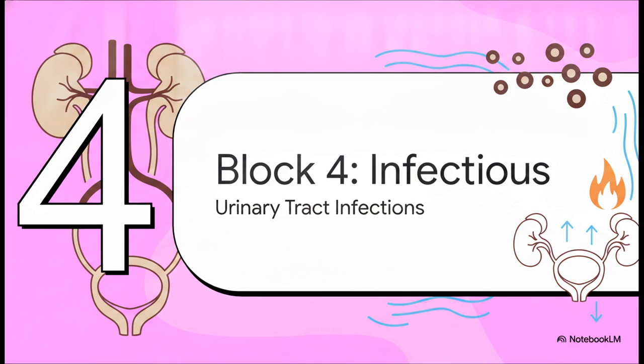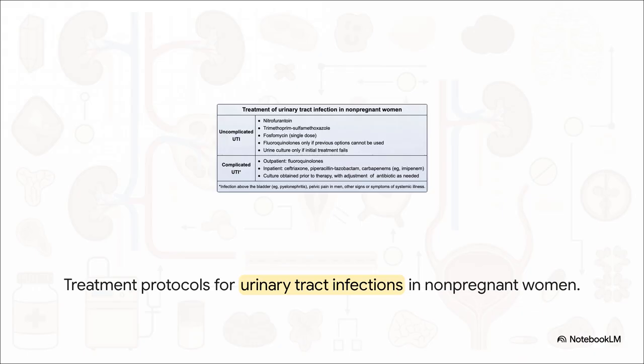Finally, Block 4, infectious. We're going to break down how to differentiate uncomplicated cystitis from complicated urinary tract infections and pyelonephritis. So cystitis is your classic lower tract infection. It presents with dysuria, urgency, frequency, and suprapubic pain, but critically, there's no systemic illness. These uncomplicated UTIs respond beautifully to simple oral agents like nitrofurantoin, trimethoprim, sulfamethoxazole, or even a single dose of fosfomycin.